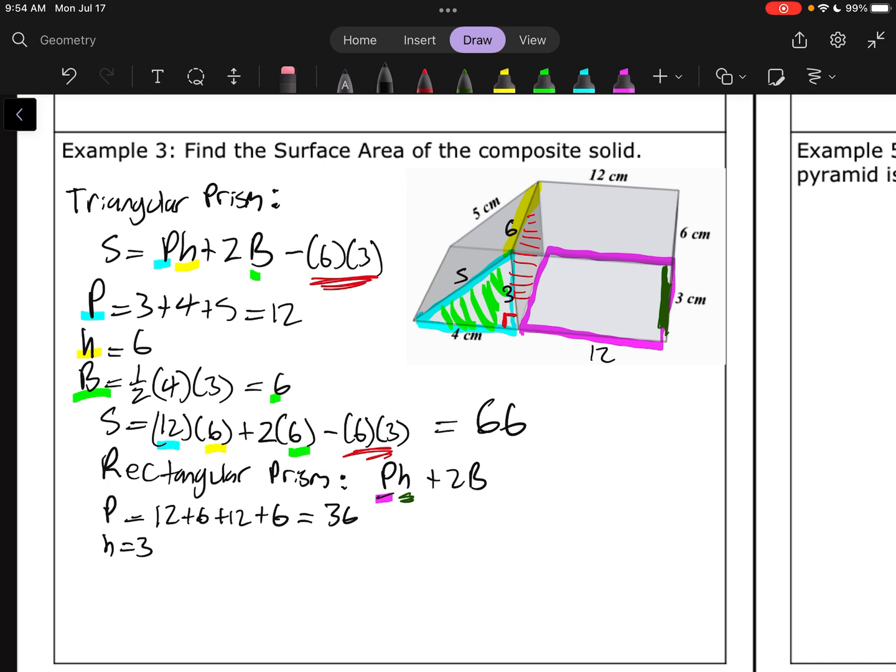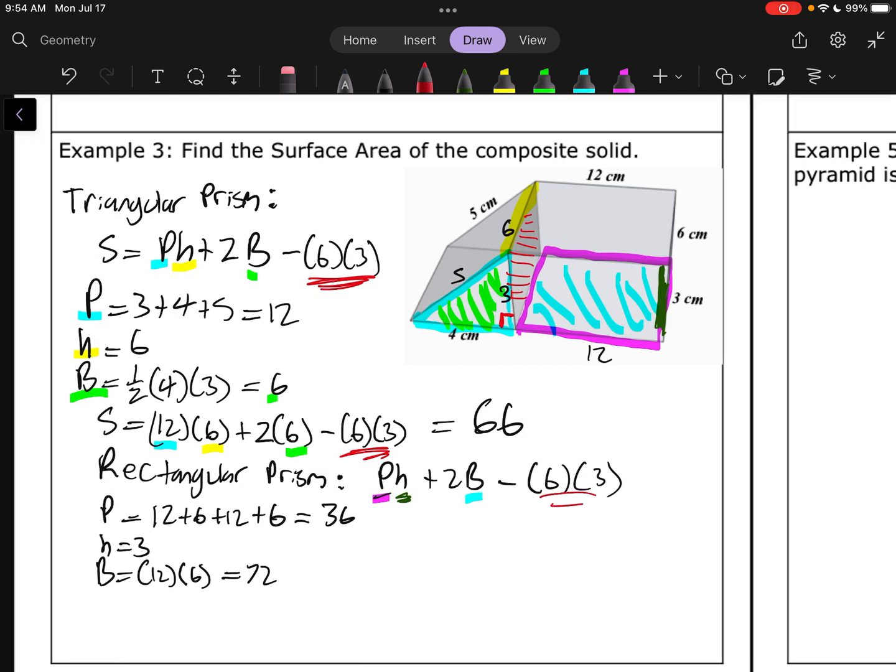And what else do we need? We need the area of the base. Sure. So the area of the base, I'll just reuse blue here. Area of the base would be the 12 times 6, which is 72. But every side of this rectangular prism is not exposed, because remember that left face over there is being covered up by the triangular prism, so I do need to subtract that 6 times 3 again. Remember, anytime two solids are stuck together, you have to subtract that common part from both of them, because it's being covered up for both of them.